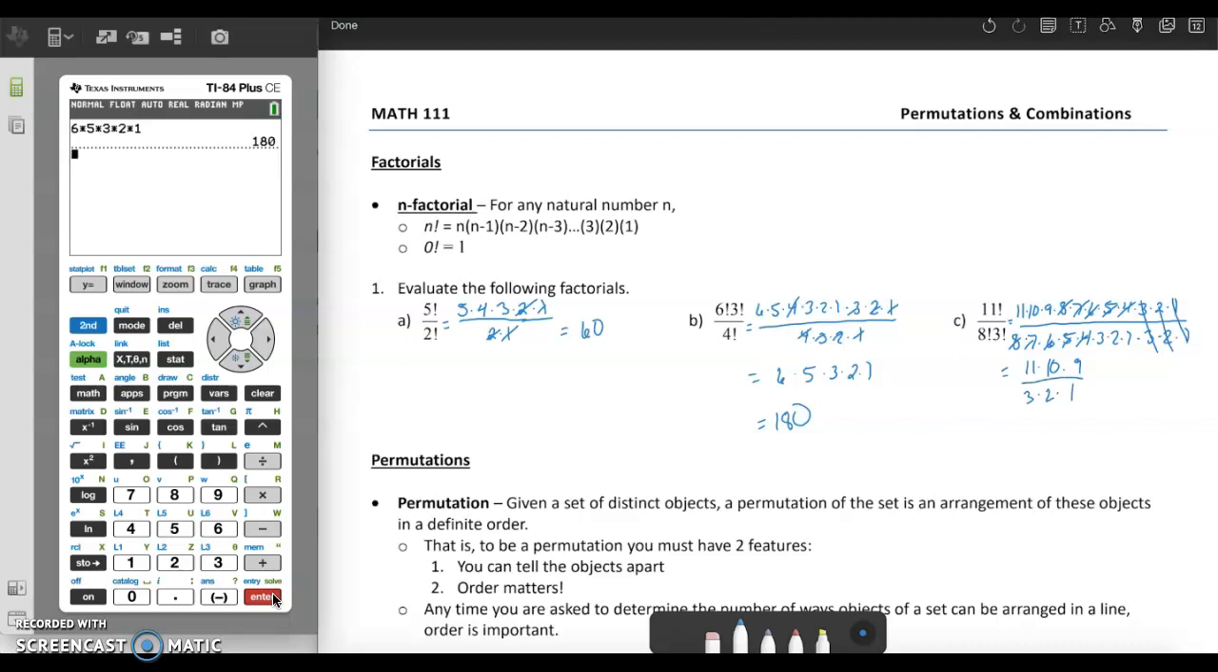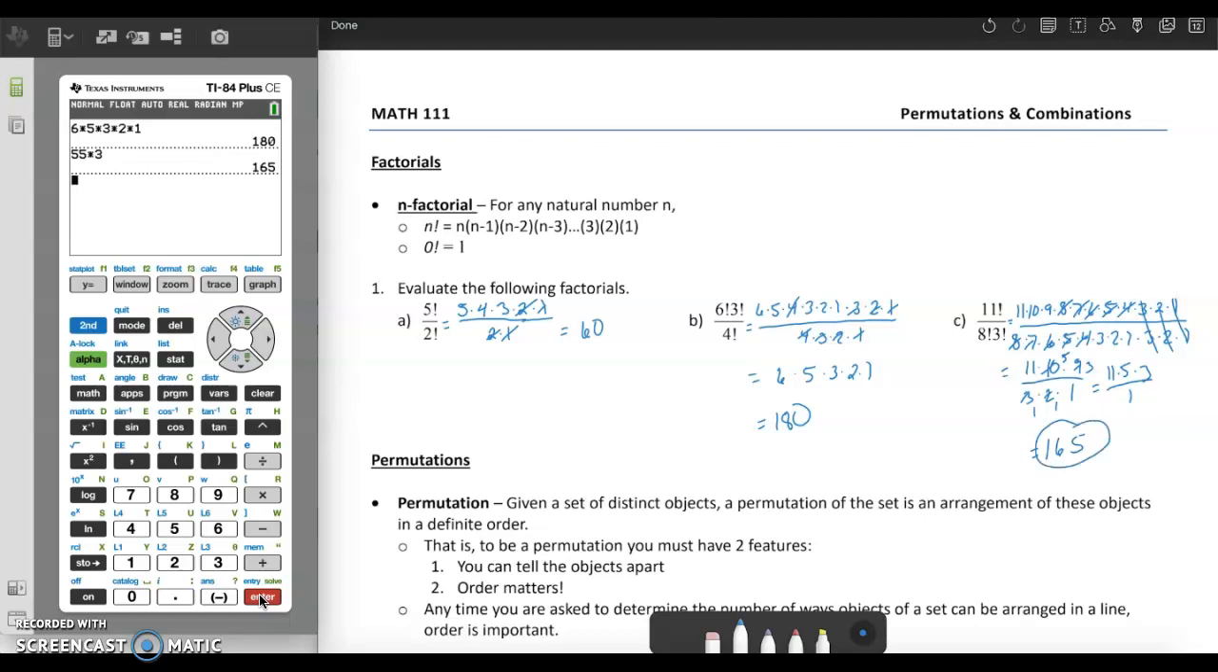We could multiply this out, or we could do a little bit more canceling. The 10 and the 2 could cancel to a 5 and a 1, and the 9 and the 3 could be a 3 and a 1. So on the top we have 11 times 5 times 3 over 1. So we just need to figure out the 11 times 5 is 55 times 3 is 165.